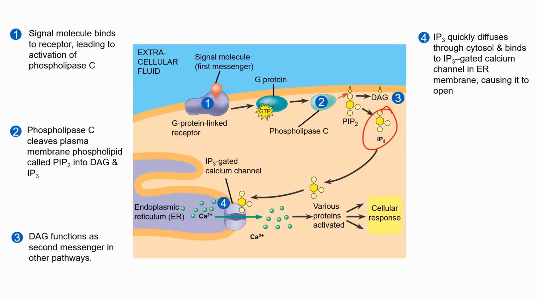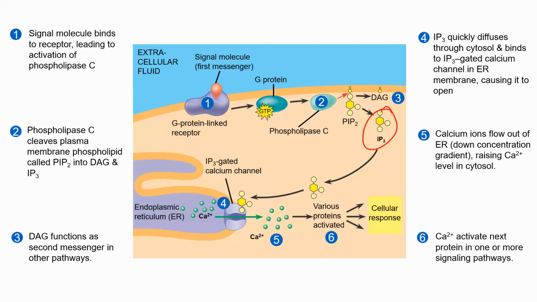IP3 diffuses through the cytosol, and it's going to open these gated calcium channels inside the ER membrane. When those open, that's going to allow calcium to flow into the cytosol, and that calcium can then activate other proteins. So you'll see we have both a G protein coupled receptor in this pathway, and we have a ligand-gated ion channel as well. Only thing we're missing is a receptor tyrosine kinase.